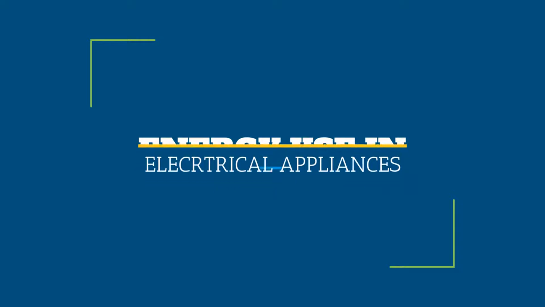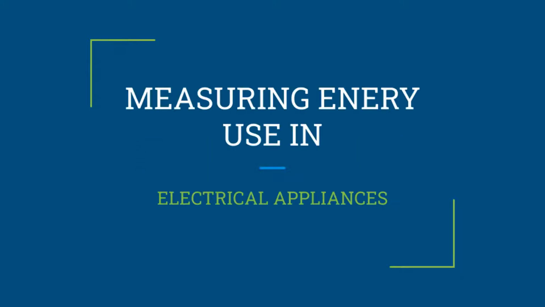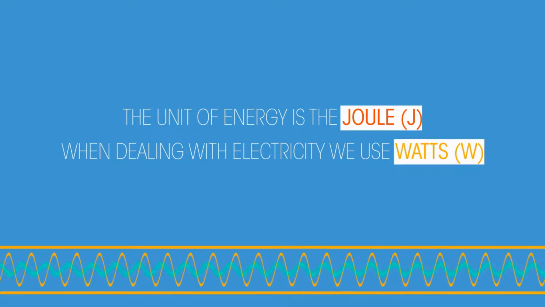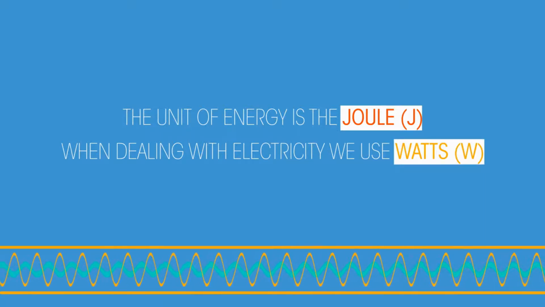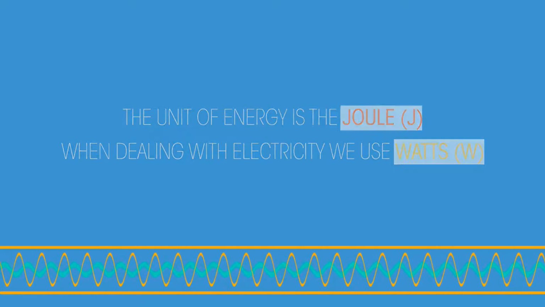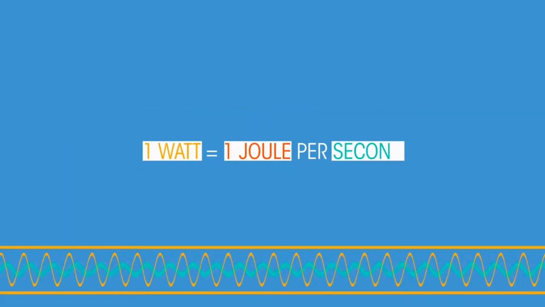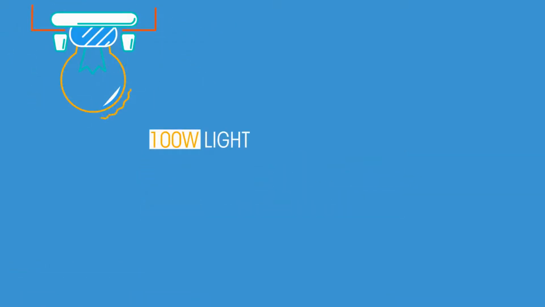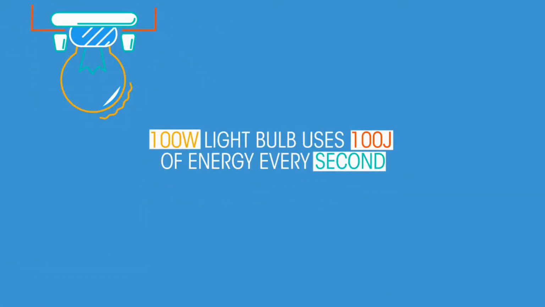Now, do you ever have arguments at home about leaving appliances on and wasting electricity? In this video, we are going to look at measuring energy use in electrical appliances. The unit of energy is the joule. However, when dealing with electricity, we actually use watts. A watt is a measure of power where 1 watt is equivalent to 1 joule per second. So a 100 watt light bulb uses 100 joules of energy every second.